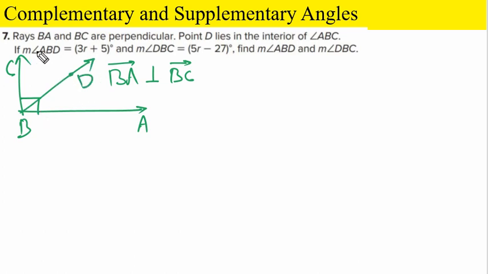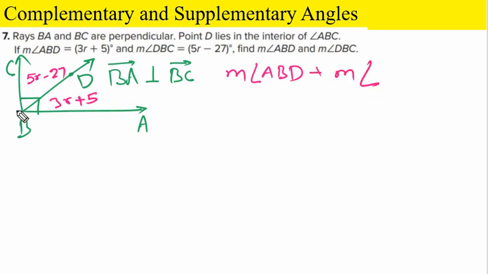D is here. Angle ABD is 3r plus 5. DBC is 5r minus 27. Now find the angles. So what do we have to do? This plus this is 90 degrees. The measure of angle ABD plus the measure of angle DBC, or CBD, is equal to 90 degrees. Substitute the value.